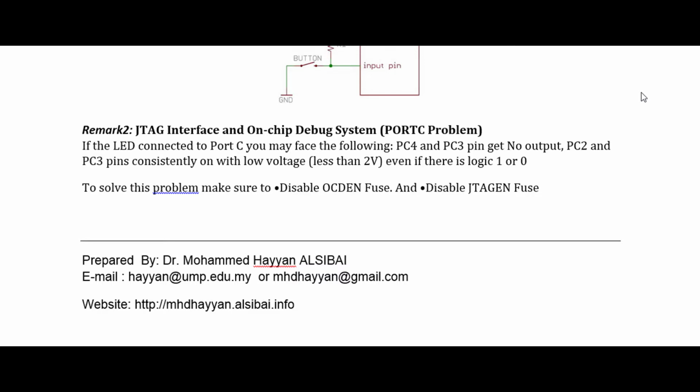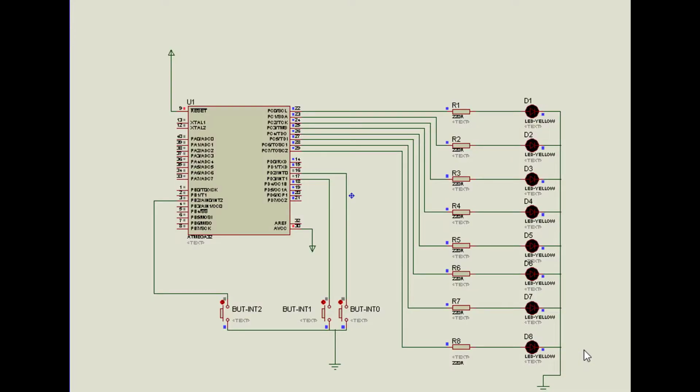Now let's move to the simulation and show you how the circuit is working. This is the circuit that I am going to use in all the interrupt examples. As you see, we have 3 buttons to trigger the interrupt. One button is connected to interrupt 0, another button is connected to interrupt 1, and the third button is connected to interrupt 2. Then we have port C connected to 8 LEDs. In this example, we care about LED 1, which is connected to PC0.